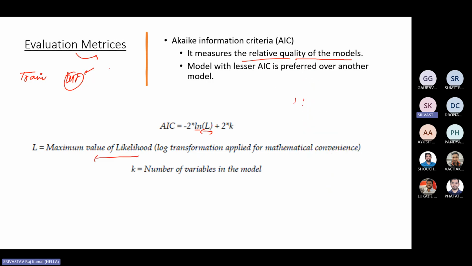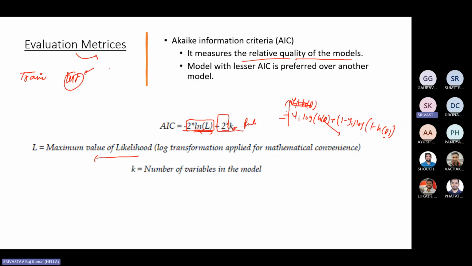If you remember, the likelihood function looks something like this: yi log of h theta plus 1 minus yi log of 1 minus h theta, where h is the hypothesis. This is the likelihood. If you remember the previous class, we said we want to increase the likelihood, because by doing so we would be able to find the best set of thetas. So we calculate minus 2 times the natural log of L plus 2k. Here k is the number of variables. This is a penalty factor.